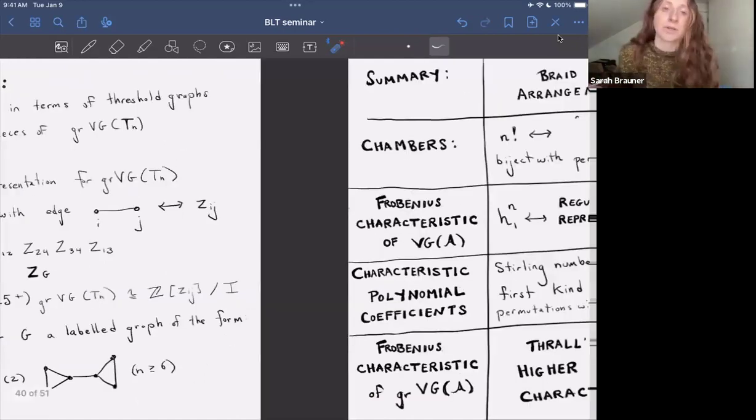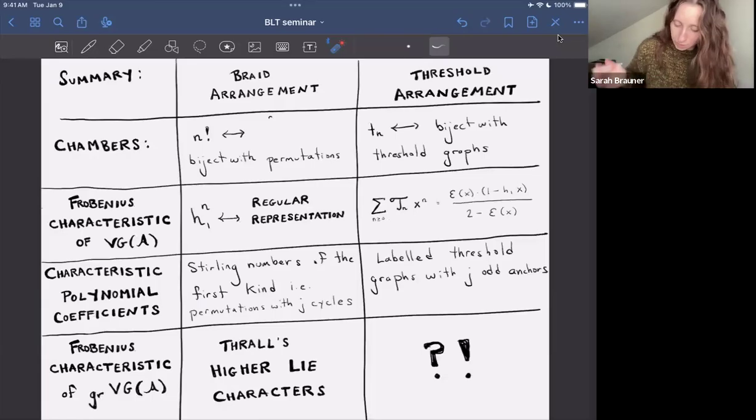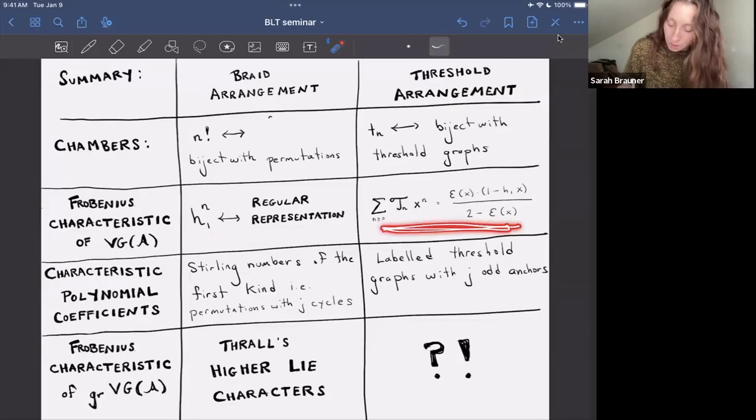Okay, so here's a summary contrasting these arrangements. So we saw that for the braid arrangement, the chambers number n factorial, and they biject with permutations. For the threshold arrangement, chambers biject with threshold graphs. The Frobenius characteristic of the braid arrangement is the regular representation, whereas for the threshold arrangement, it's this threshold representation, which is new.